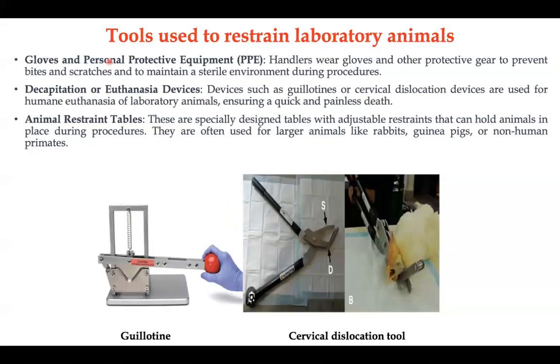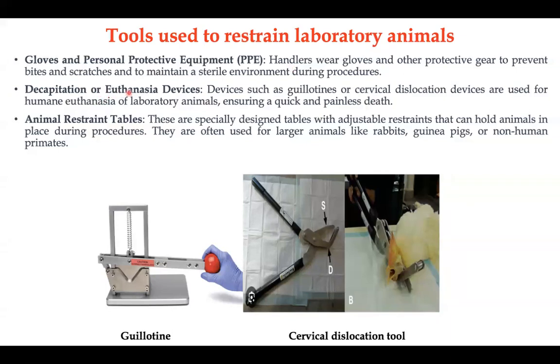The other tools, as you can see here, are gloves and personal protective equipment, which we already talked about in our zoo and wild animal restraining tools section. These are all the same and for the same purpose, to keep the handler safe and keep the procedure sterile, so that the procedure is free of microorganisms.